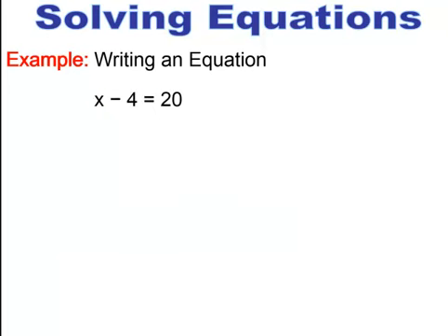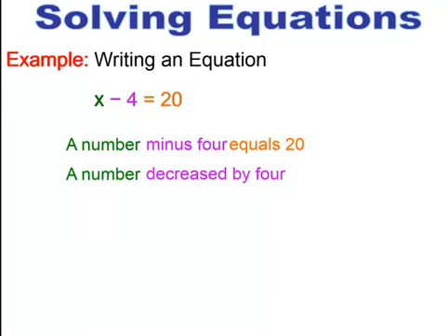So subtraction has different words that would be used in a verbal problem. So a direct route here would be a number minus 4 equals 20. So a number minus 4 equals 20. That is a direct way of writing this equation. But we might see it written in other ways. Like a number decreased by 4. So that means I'm subtracting 4 from a variable is 20.